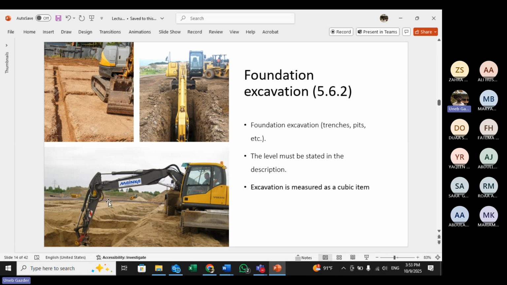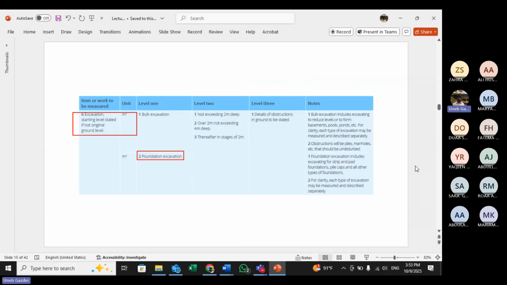So the figure at the bottom gives you the pit foundation. So this is the pit foundation. So this is like the trench. It's narrow, long, and this one is a pit. And the level must be stated in the description. The level of foundation must be stated in the description. And excavation, as we have seen, is always measured in cubic meters. And this is the NRM section, which will help you to describe it. You can see the units are in cubic meters. Excavation starting level is stated, if not the original ground level. So original ground level, whatever the ground level is.